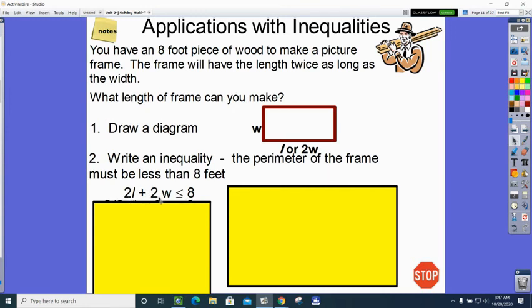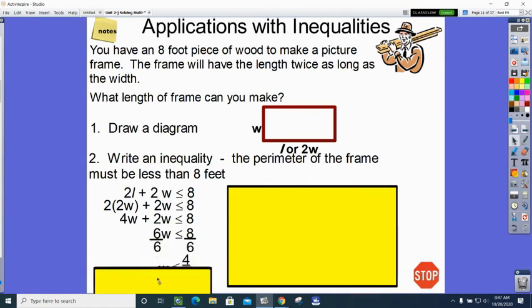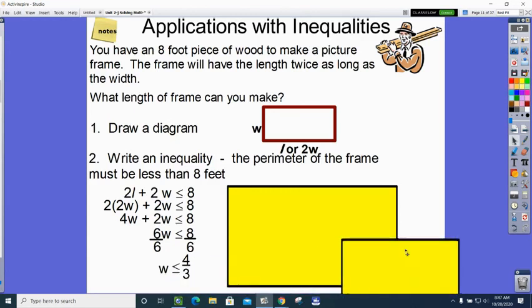Now I'm going to take out the L and put in the 2W. So 2 lengths plus 2 widths has to be less than or equal to 8, which would give me a total of 6 widths being less than or equal to 8. Divide both sides by 6, and the width has to be less than or equal to 4/3.